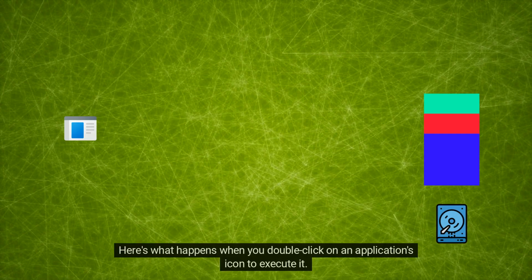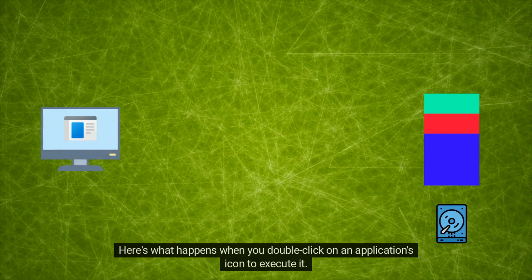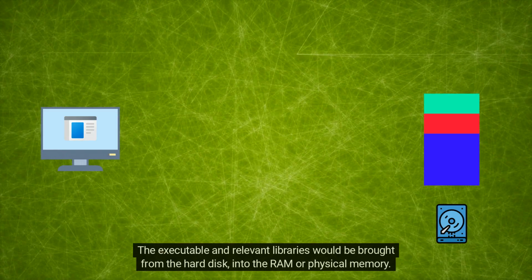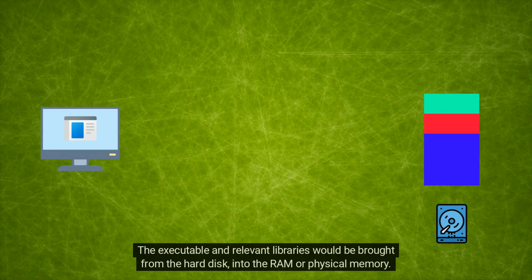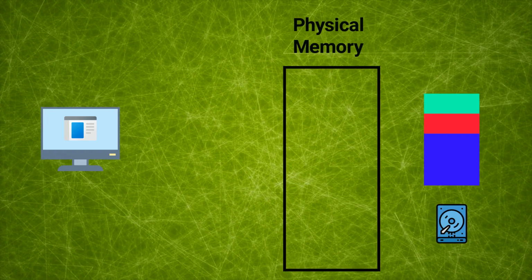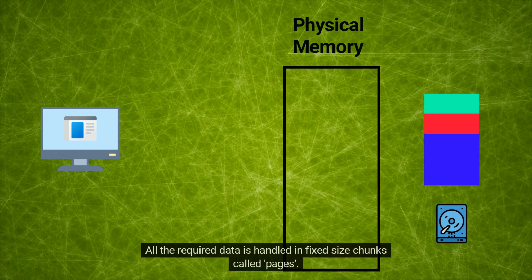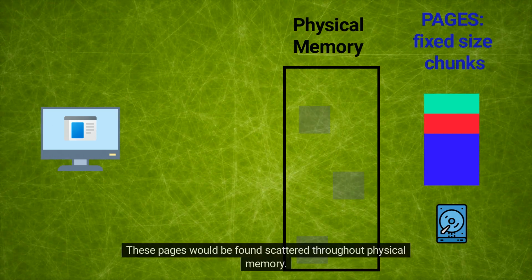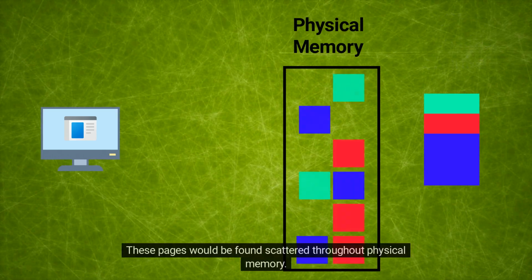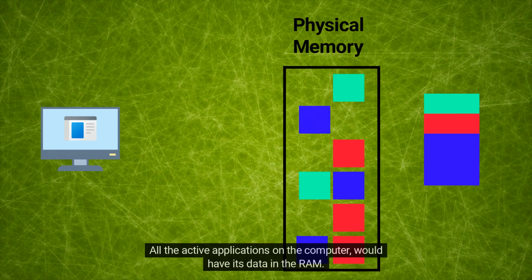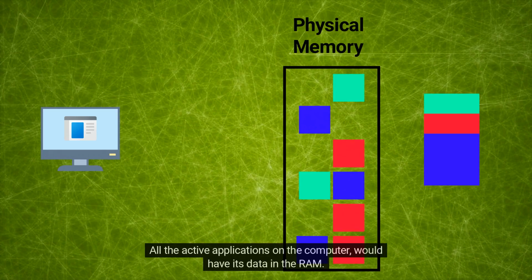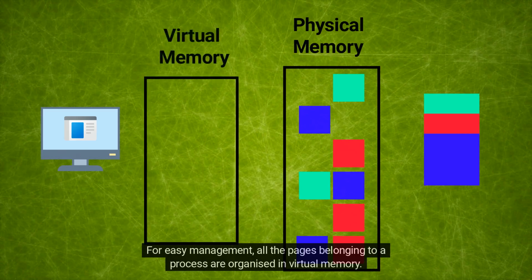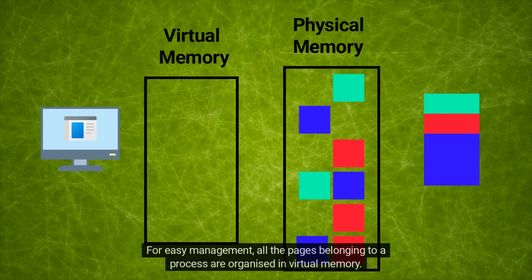Here's what happens when you double-click on an application's icon to execute it. The executable and relevant libraries would be brought from the hard disk into the RAM or physical memory. All the required data is handled in fixed-size chunks called pages. These pages would be found scattered throughout physical memory. All the active applications on the computer would have their data in the RAM. For easy management, all the pages belonging to a process are organized in virtual memory.